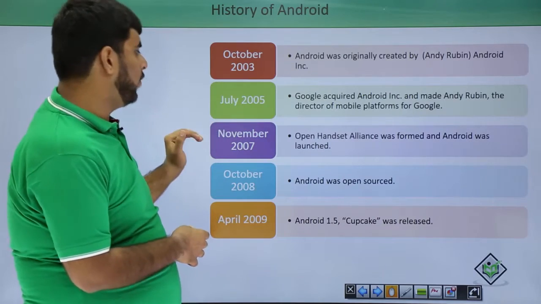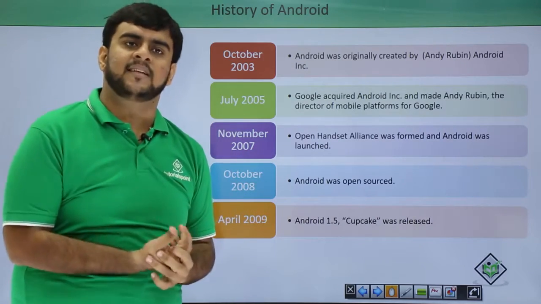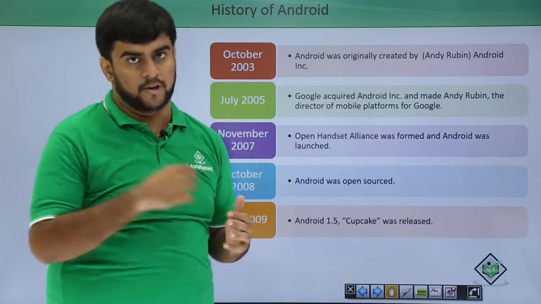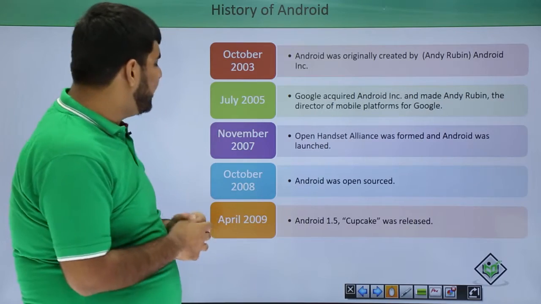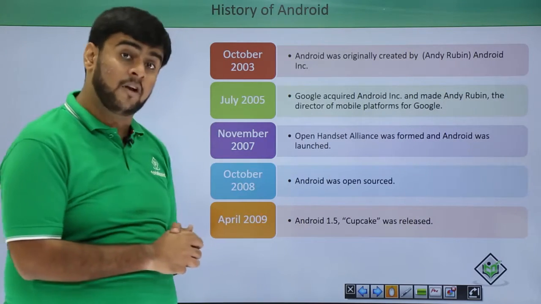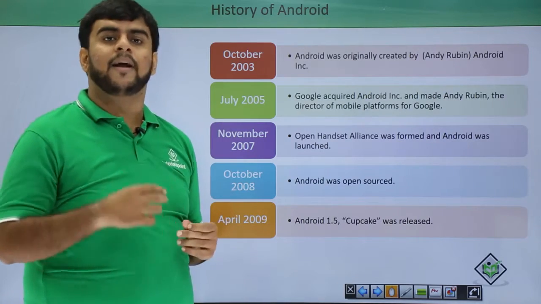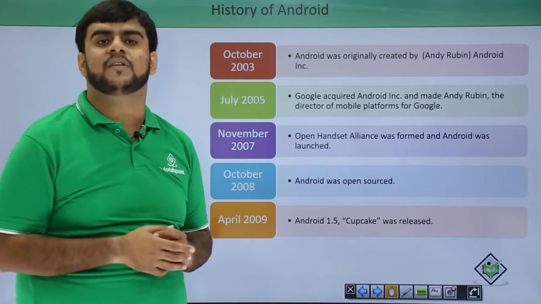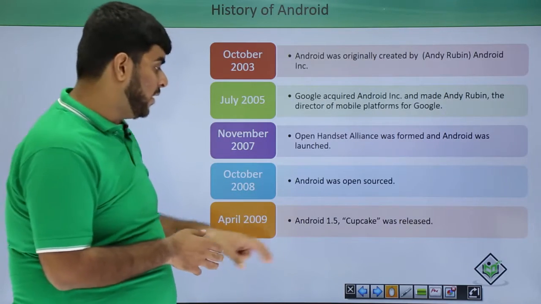After this, in November of 2007, OHA was formed. OHA is the Open Handset Alliance, and we have already discussed OHA in our previous lecture. And Android was officially launched. After this, in October of 2008, Android was open sourced and made available in the market. Then the first stable version of Android, Android Cupcake, Android 1.5 as we often call it, was released in the market in April of 2009.